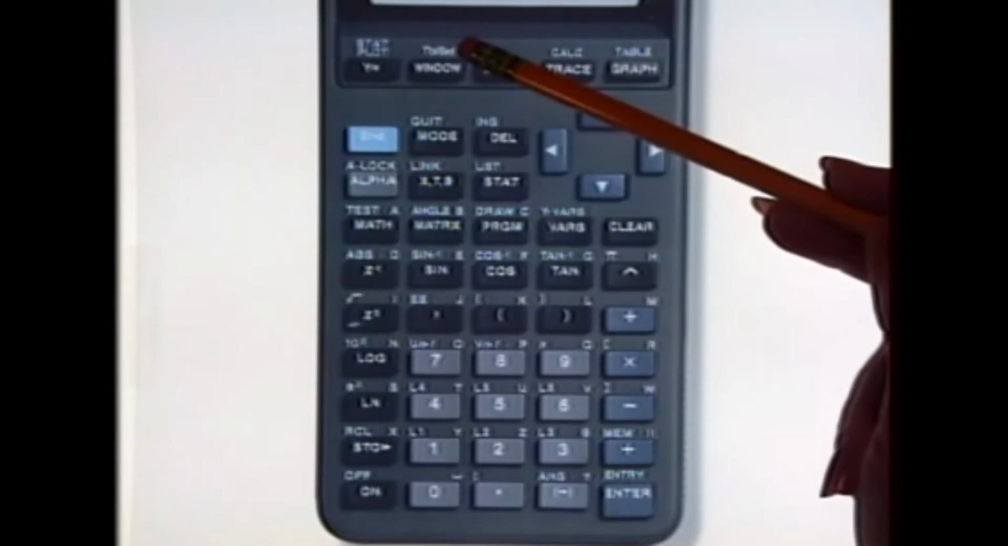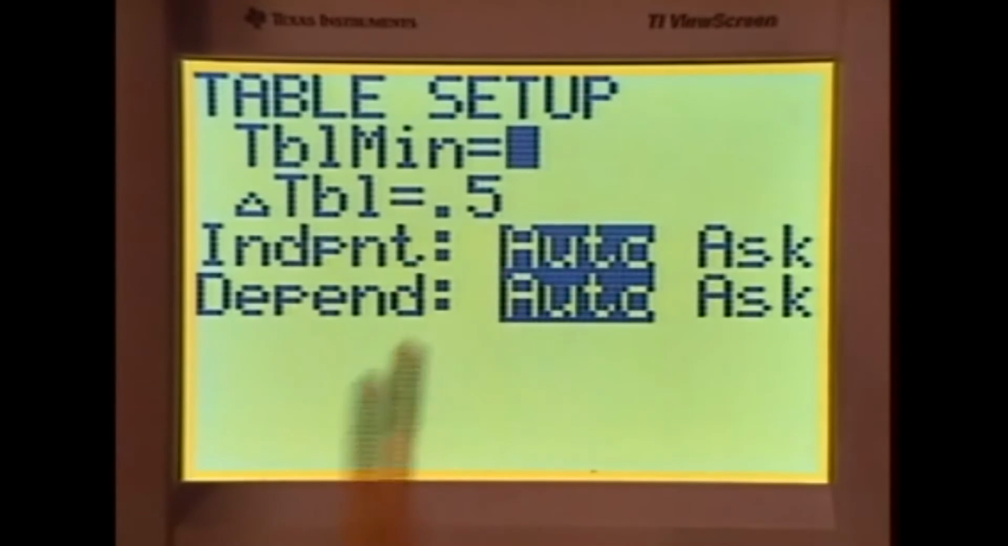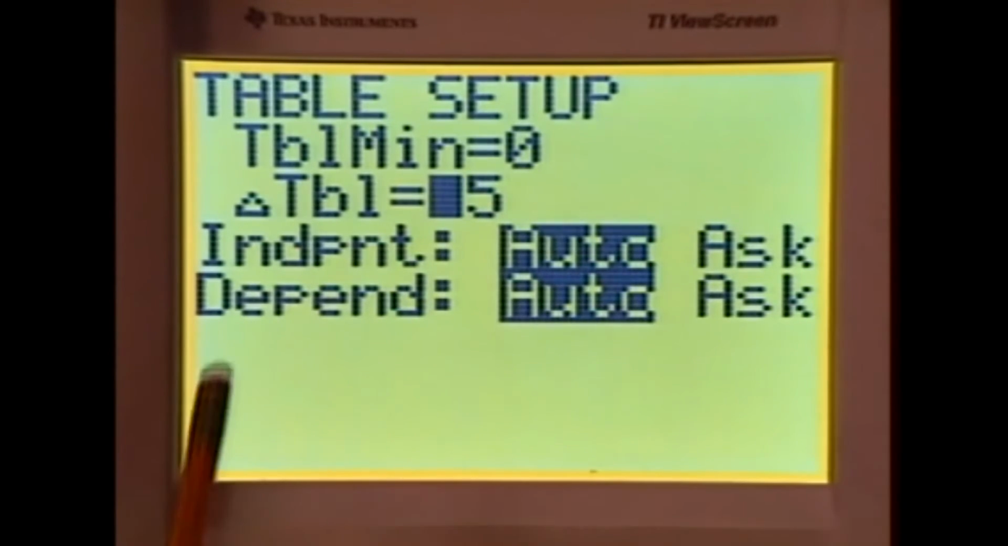Above the window key, we have table set. So let's push second window, get our table set. That will give you the minimum value that you're interested in. We start at x, a minimum of 0, that's fine. And the next one, the little triangle, means delta, and that usually means the increment. So let's put 1 as our increment, so that you look at the money you make with every 1 hour increment.